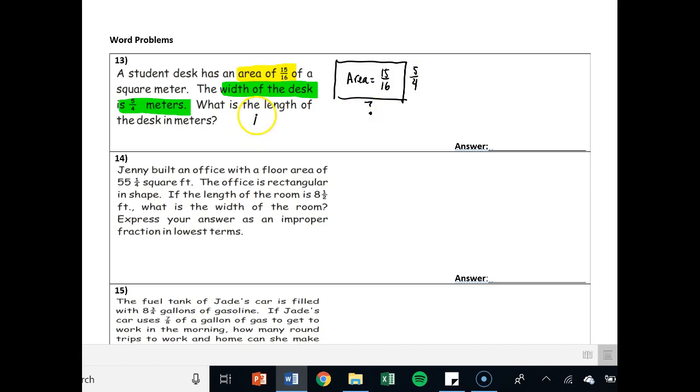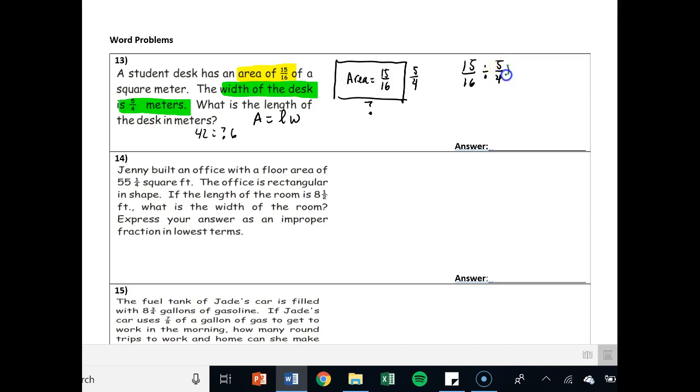Well, if you know anything about area, it's equal to length times width, right? So if I have the area and I have the width, but I don't have the length, it's like having the answer to a multiplication problem without one of the factors. So it's almost like saying I had 42 is equal to something times 6. Well, what is that something? Well, I could do 42 divided by 6, and I could make it 7. So this is just a division problem, right? We're doing 15 over 16 divided by 5 over 4.